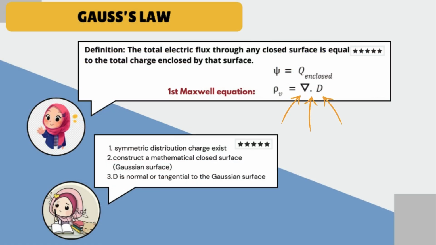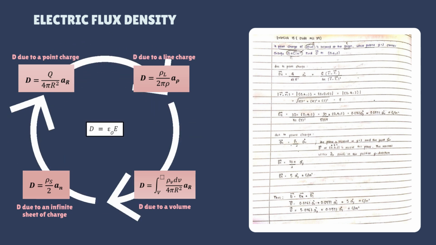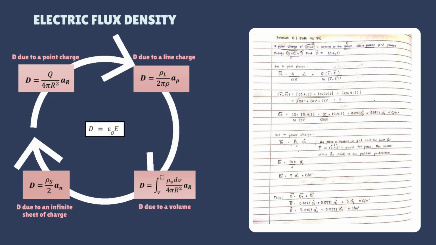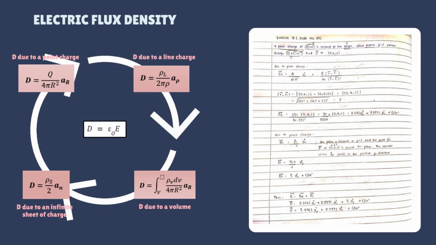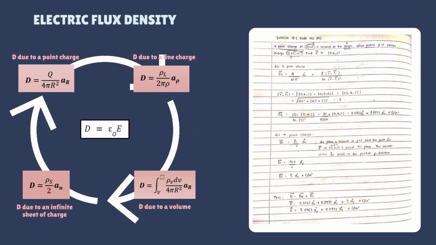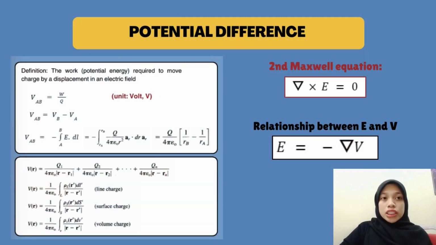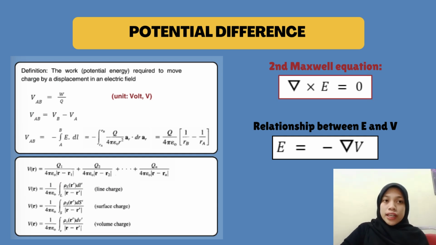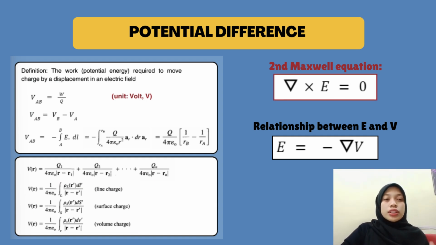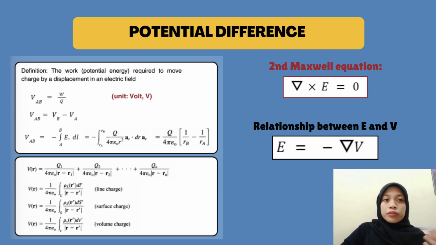The first Maxwell equation involves the del operator, which is the divergence of a vector D. The most frequently used equation is electric flux density D, because from this equation you can get the electric field. Next is potential difference, where in this part you can also get the work done. The aim is to find the electric field E, right? So that is the relationship between E and V. From the derivation of all the formulas, you can get the second Maxwell equation.